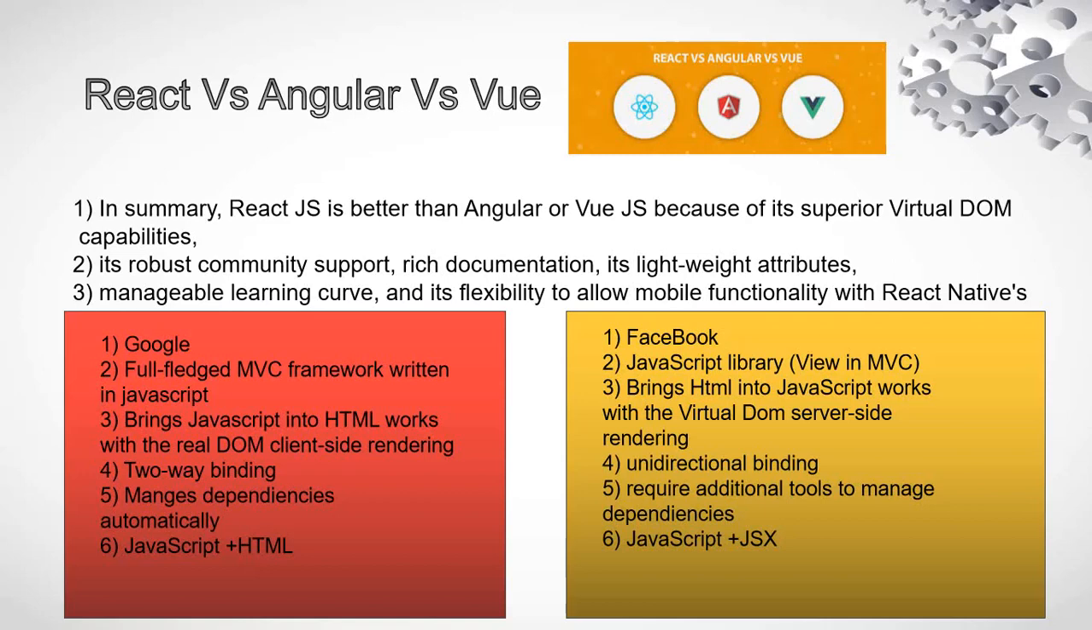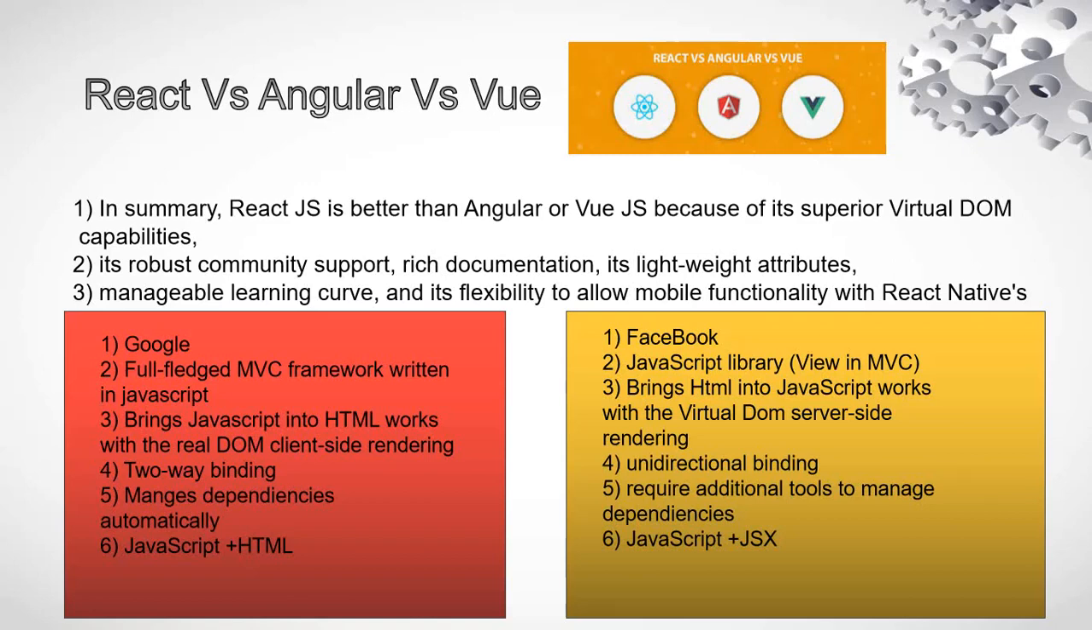It has robust community support, rich documentation, and lightweight attributes. Size wise, React is just 46 KB, Angular is almost 90-95 KB, and Vue is 43 KB. But React is more popular because it is just a library.